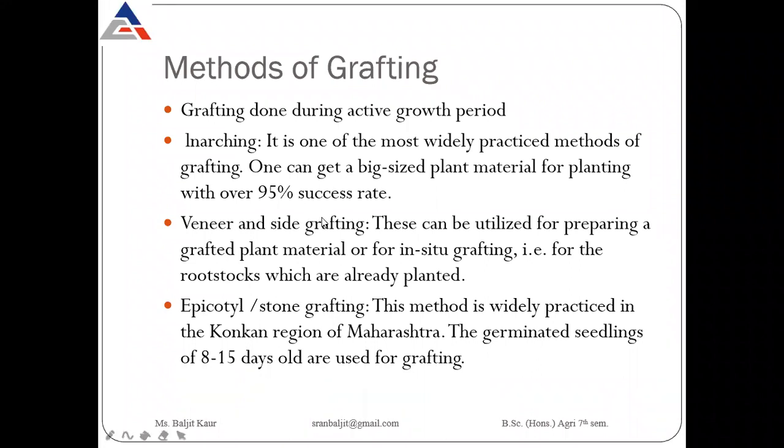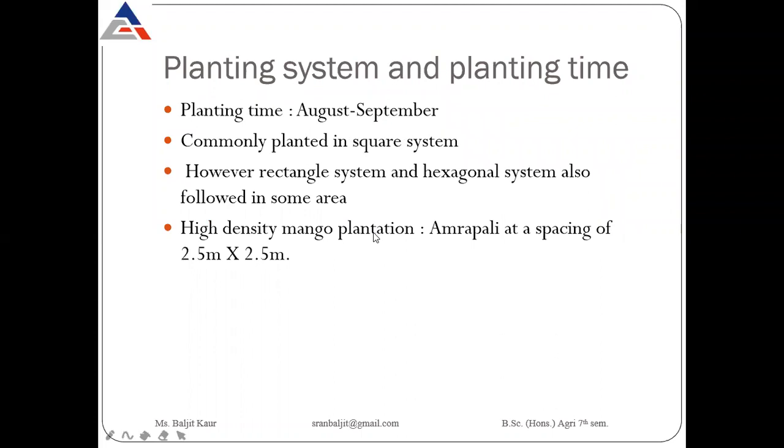So grafting is done in case of mango, right? When we talk about the propagation, firstly rootstock is raised through seeds, and then on that rootstock the scion is inserted by different methods: by inarching, by veneer and side grafting, and by epicotyl or stone grafting. So these are the methods used for the propagation of mango. Then after we have inserted the scion in the rootstock, the plant starts to grow, okay?